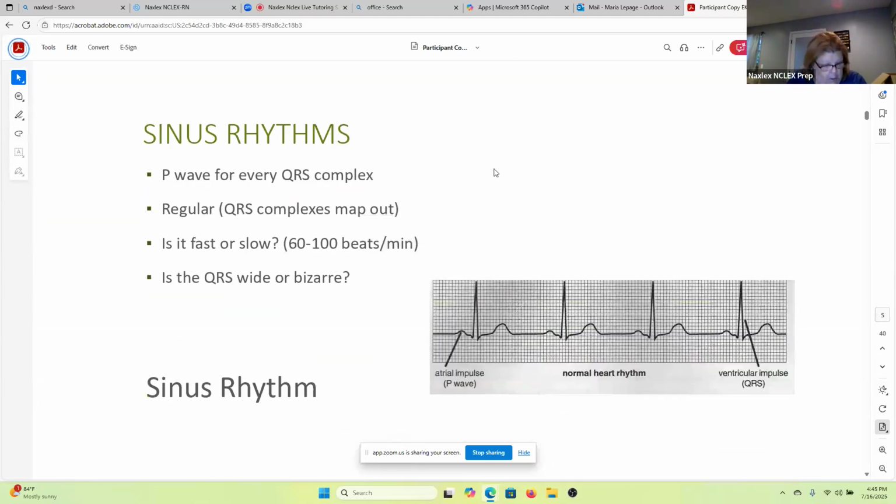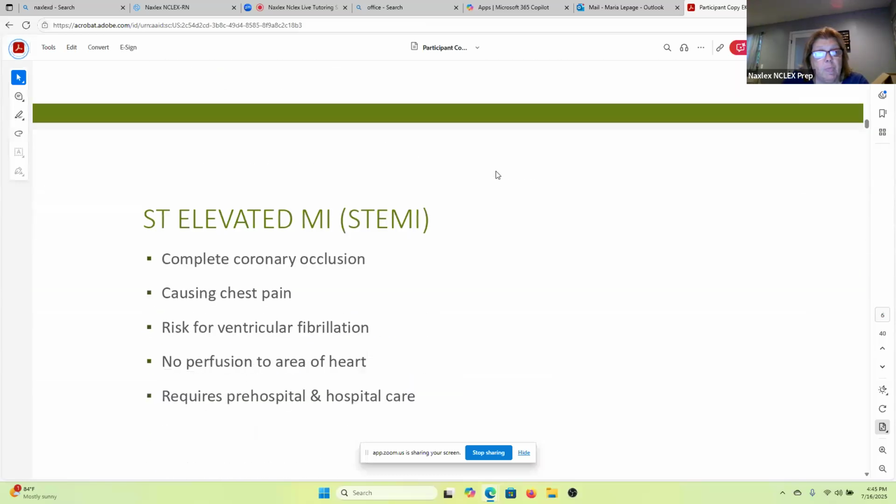Sinus rhythm, again, by definition, we have a P wave for every QRS. They are regular, which means our QRS complexes are going to map out and be even. It is not fast or slow, it's normal between 60 to 100 beats. And the QRS is not wide or bizarre, it's narrow.